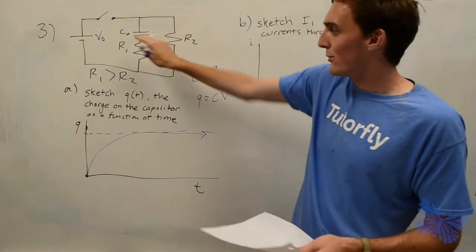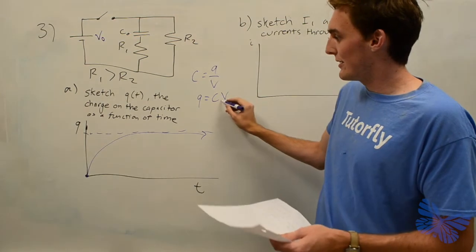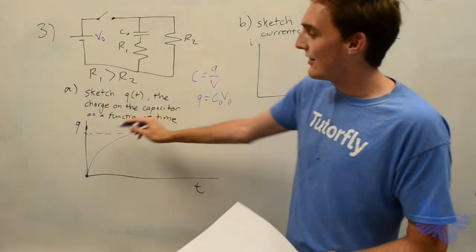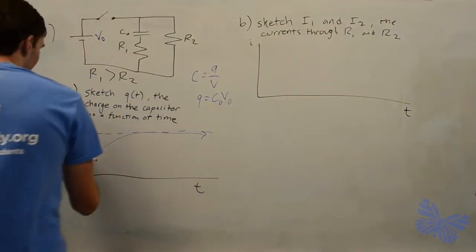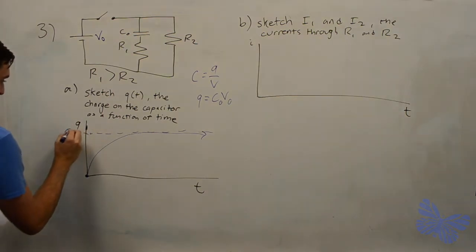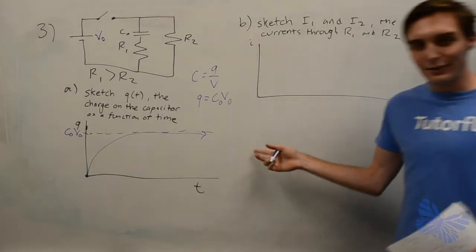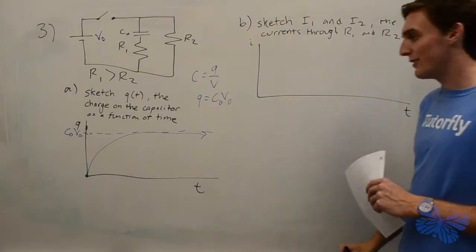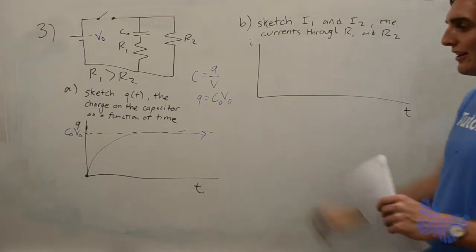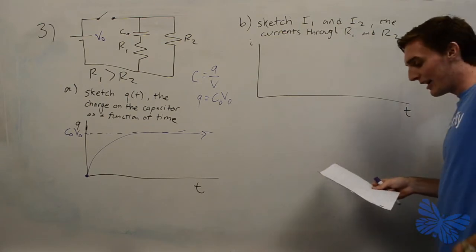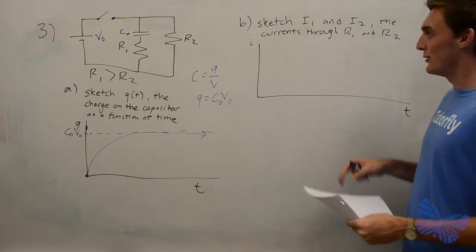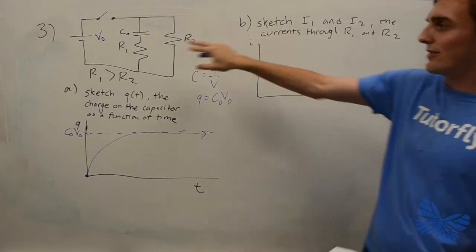And so in this case we'll just plug in values. This will be C naught, this will be V naught. And so that's going to be this value here. Let's rewrite that there. And then that's all we need to do for this because it said to sketch. So we just need to label the asymptote and draw the general shape of it. And then part B, it asks for us to sketch the currents through each resistor.